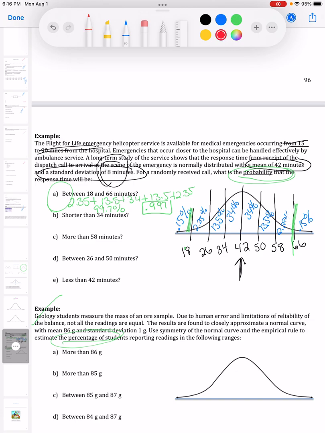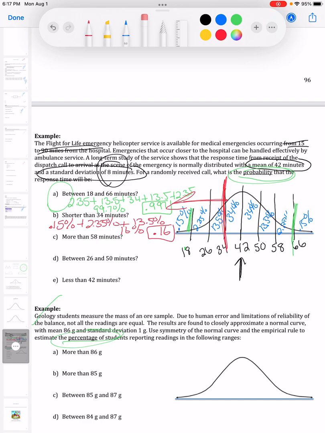I'll change colors. We'll do red now. Shorter than 34. So here's the 34. Shorter is going to be less than. So I'm going to do everything that's less than that. 0.15% plus 2.35% plus 13.5%. Adding those up gives me 16%. So writing it as a probability would be 0.16.